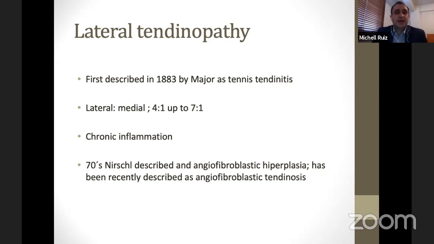We can also find tendinopathy on the medial side of the elbow, but by far the lateral side is more frequent. It has been described in a ratio of 4 to 1, and some articles even describe a frequency ratio of 7 to 1, so the lateral side is, as we can see, far more frequently affected in comparison to the medial side.